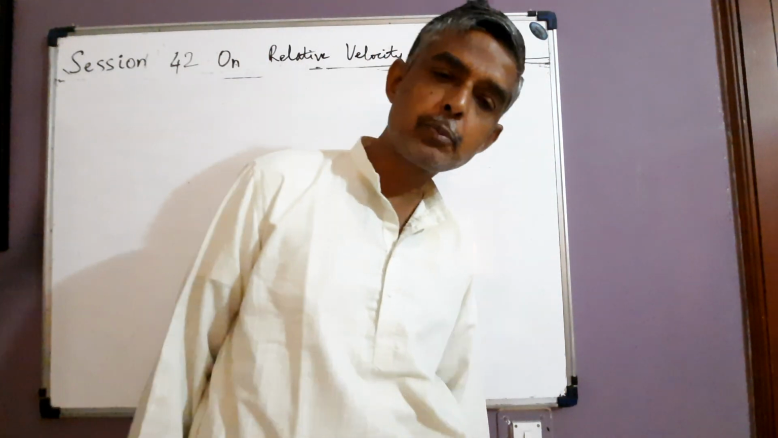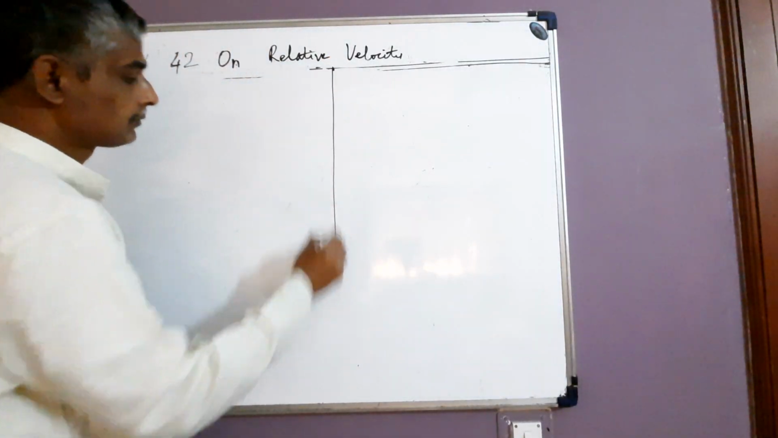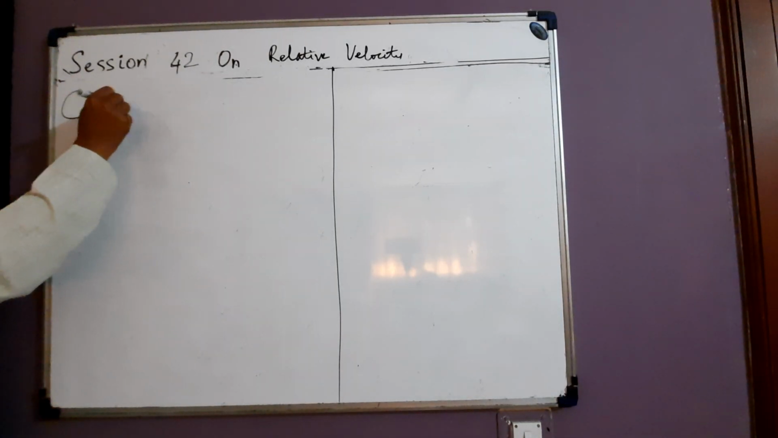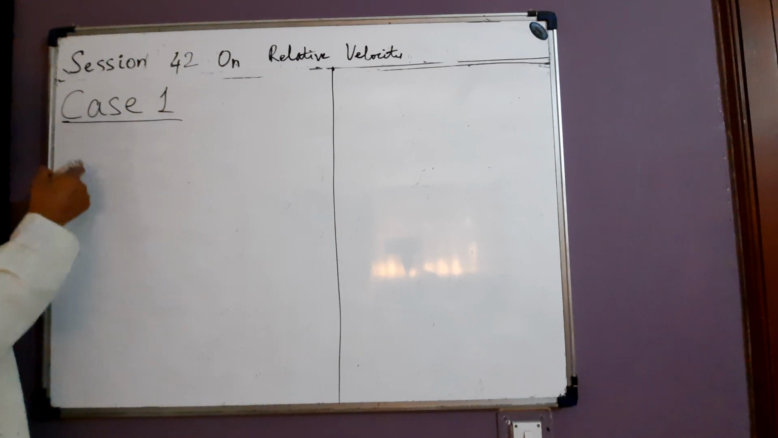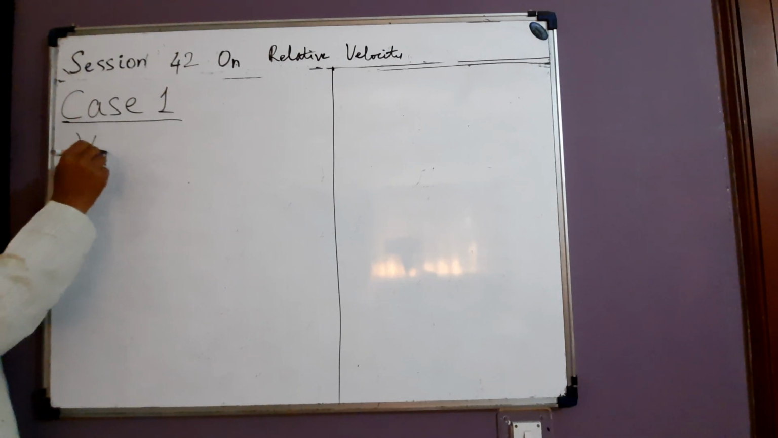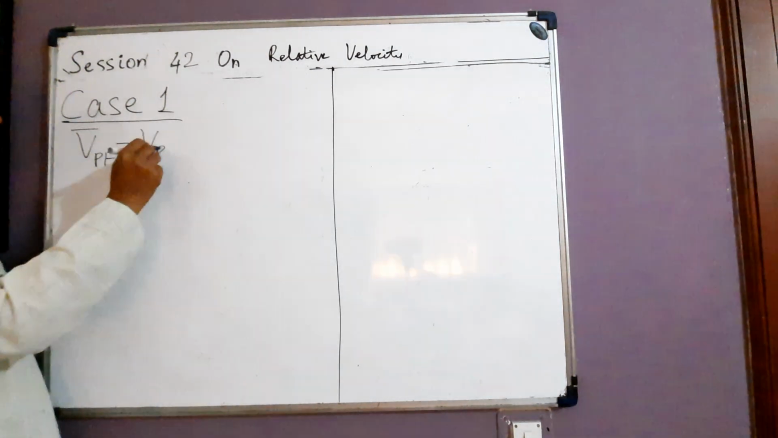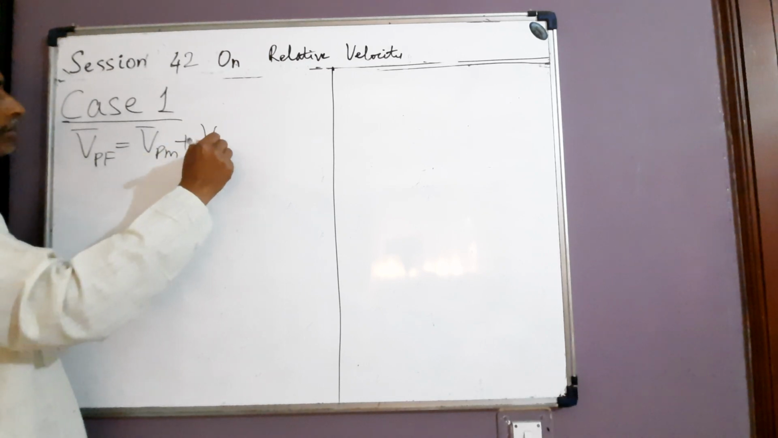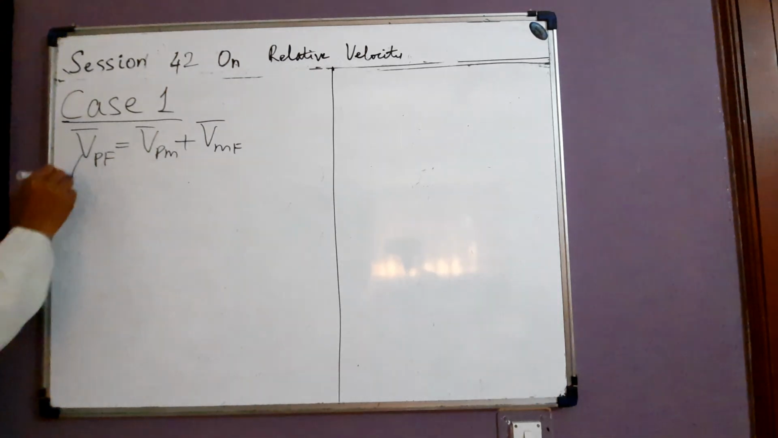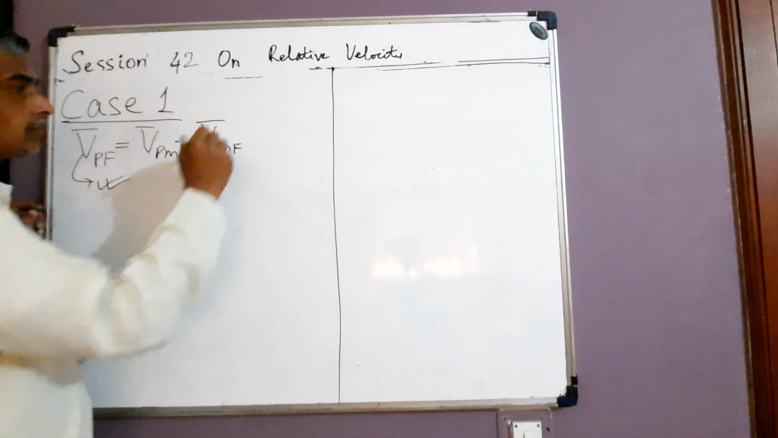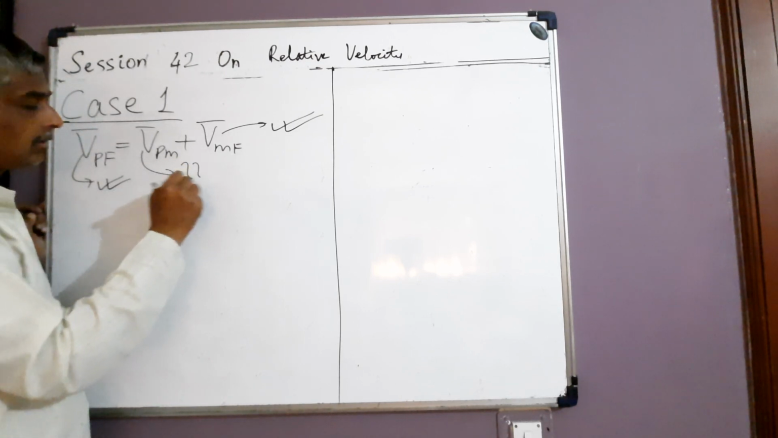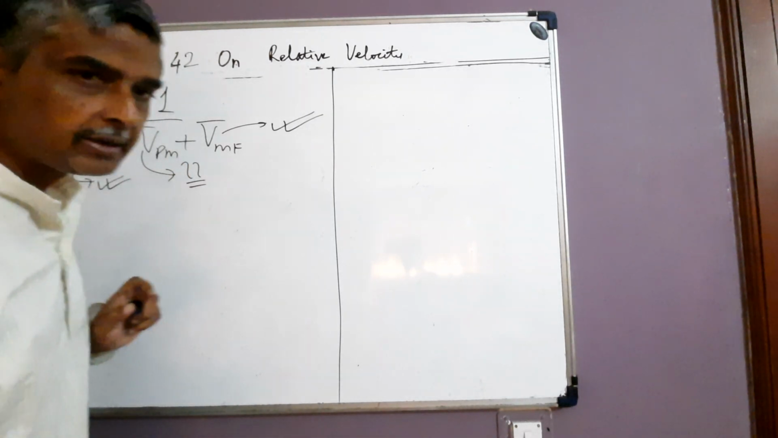So now I take up the problems on case 1. This is the 42nd session on relative velocity. For case 1, I write down the vector equation, which is common to all the 4 cases. That vector equation is VPF equals VPM plus VMF. As stated just now, VPF has complete information, magnitude and direction both. VMF also has complete information, magnitude and direction both. The problem revolves around finding the magnitude and direction of VPM.